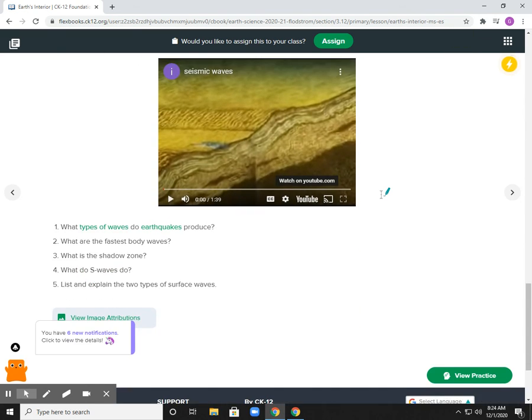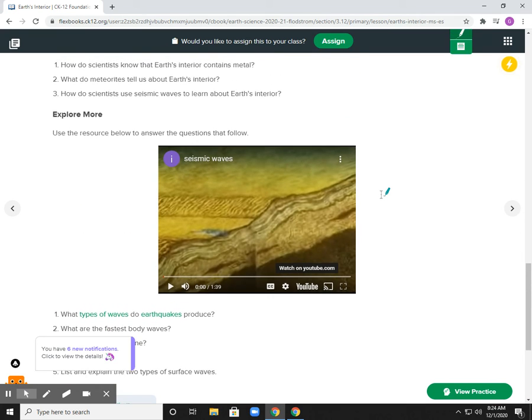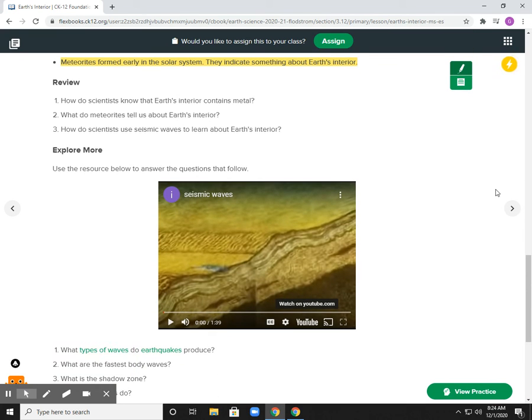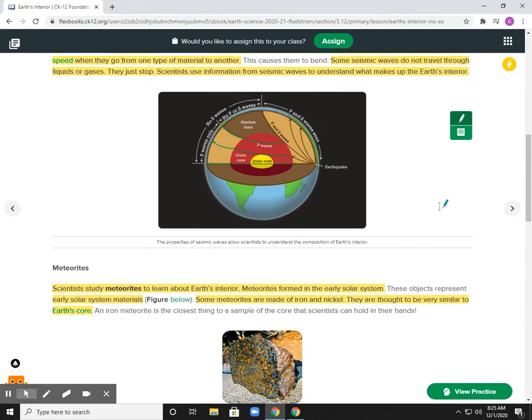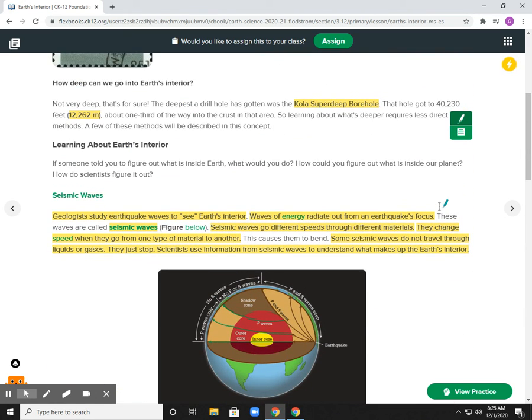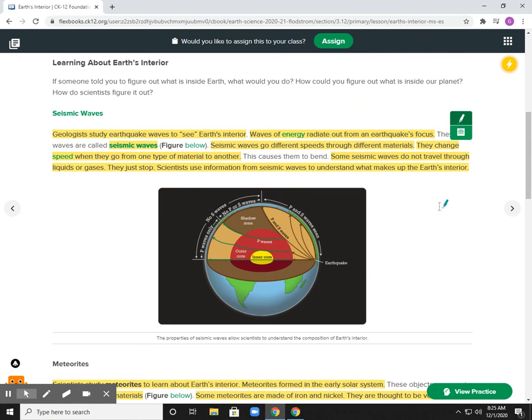What I'd like you to do now is I'm going to post this assignment, and I want you to do the practice. Also, do me a favor, make sure you go back through and highlight this the way I've done. These are kind of the key points. All right, good luck with this, and thank you.